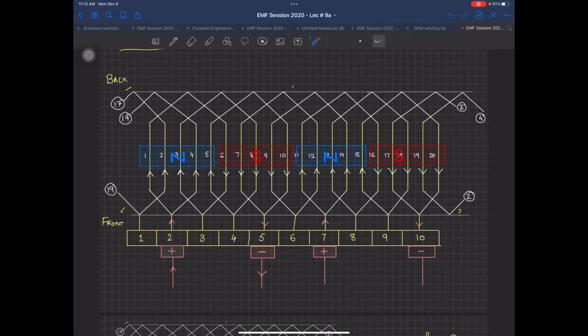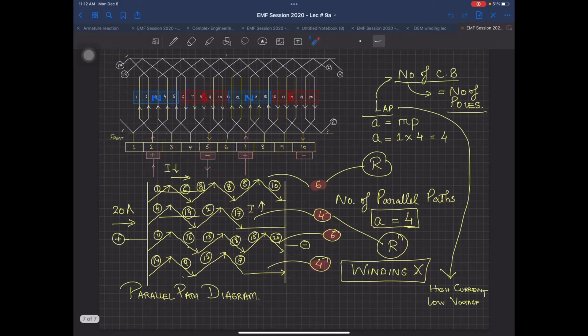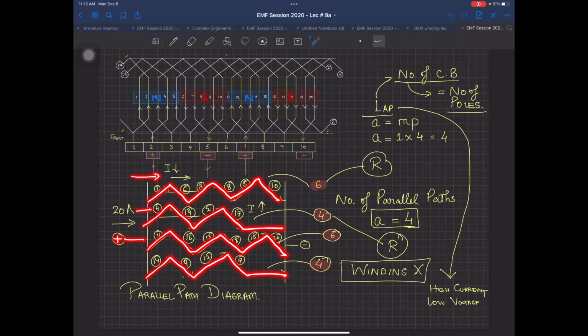At any given point, if you remember the lap winding, we used to draw the parallel path diagram. This parallel path diagram was telling you that from the positive 2 carbon brushes, the current was entering like this and like this. So similarly, it was entering. This is an unbalanced parallel path, but still enough to answer our queries over here. So these are 4 parallel paths.